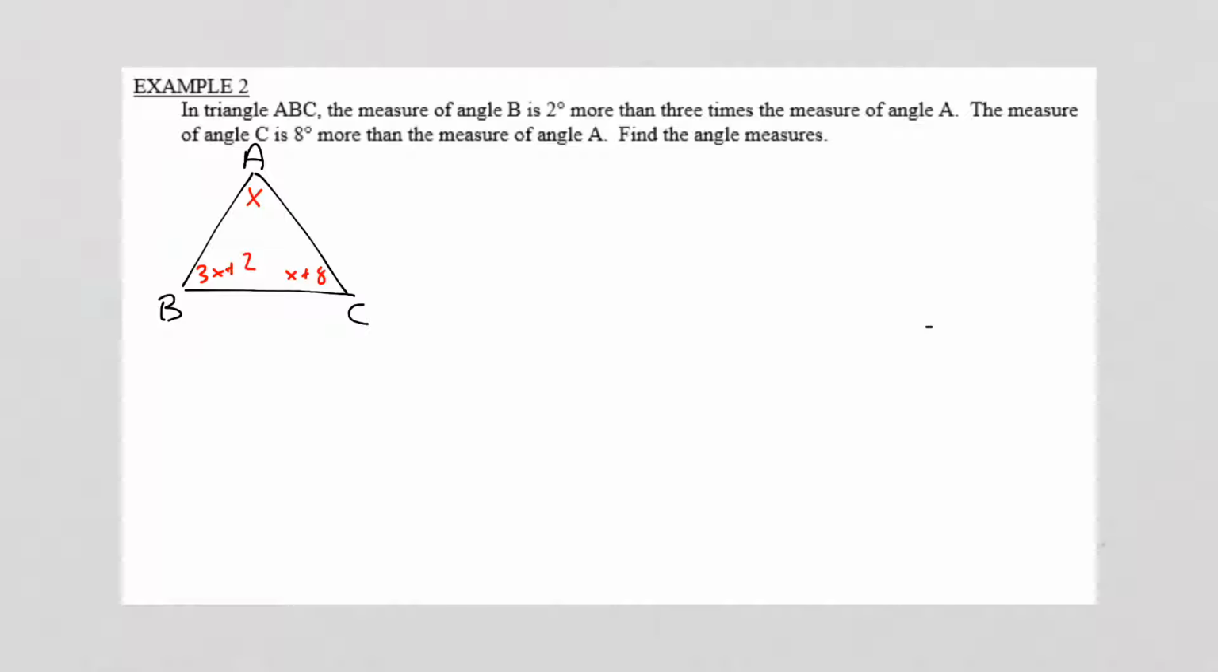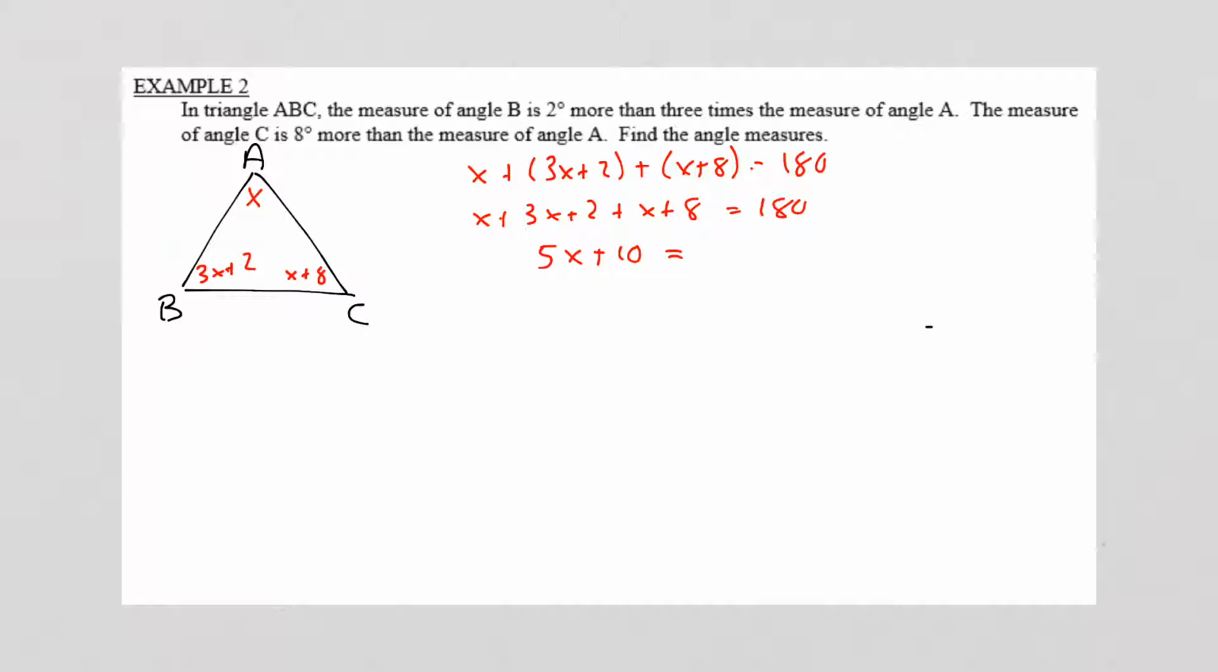Writing our equation here, once we have it labeled, we know all the angles of a triangle add up to 180 degrees, so our equation is going to be x plus 3x plus 2 plus x plus 8 equals 180, and we're just going to go ahead and solve that. First, we're going to remove the parentheses, so we just have x plus 3x plus 2 plus x plus 8 equals 180. Combining like terms, we get 5x plus 10 equals 180.